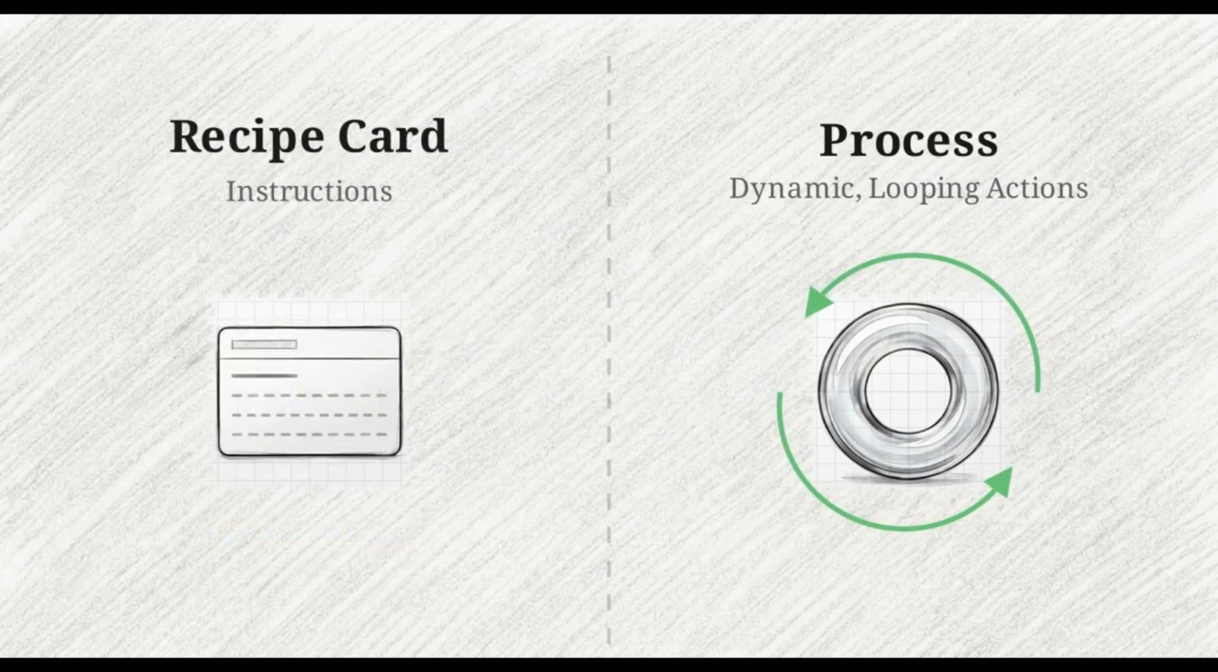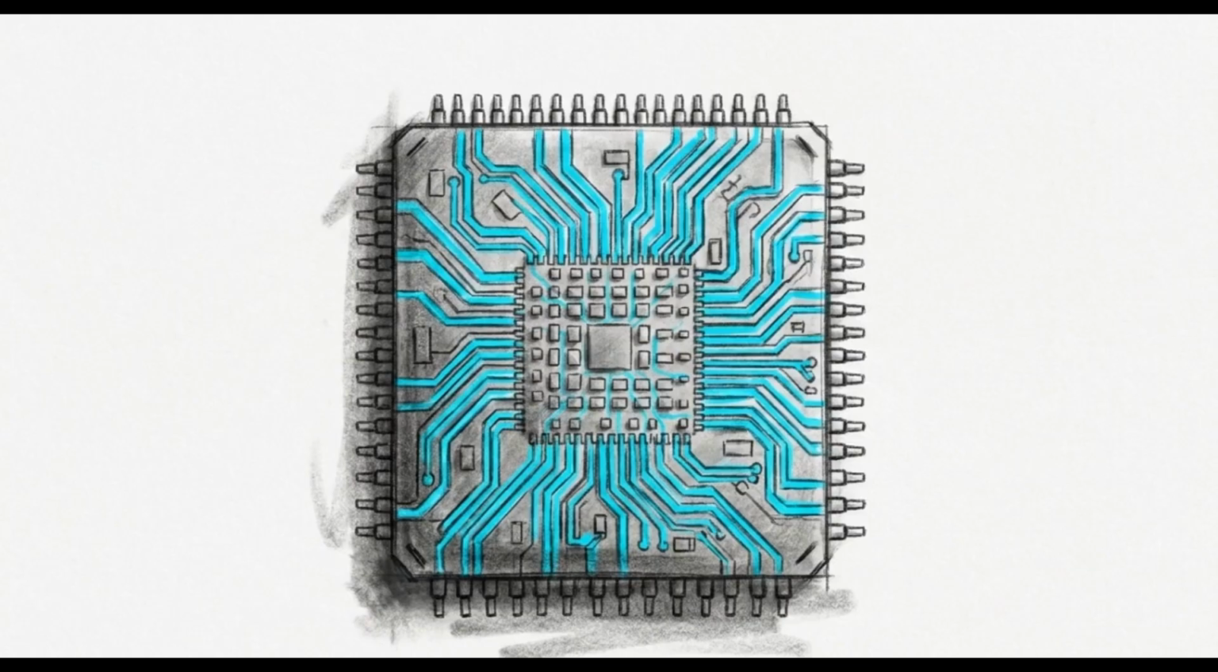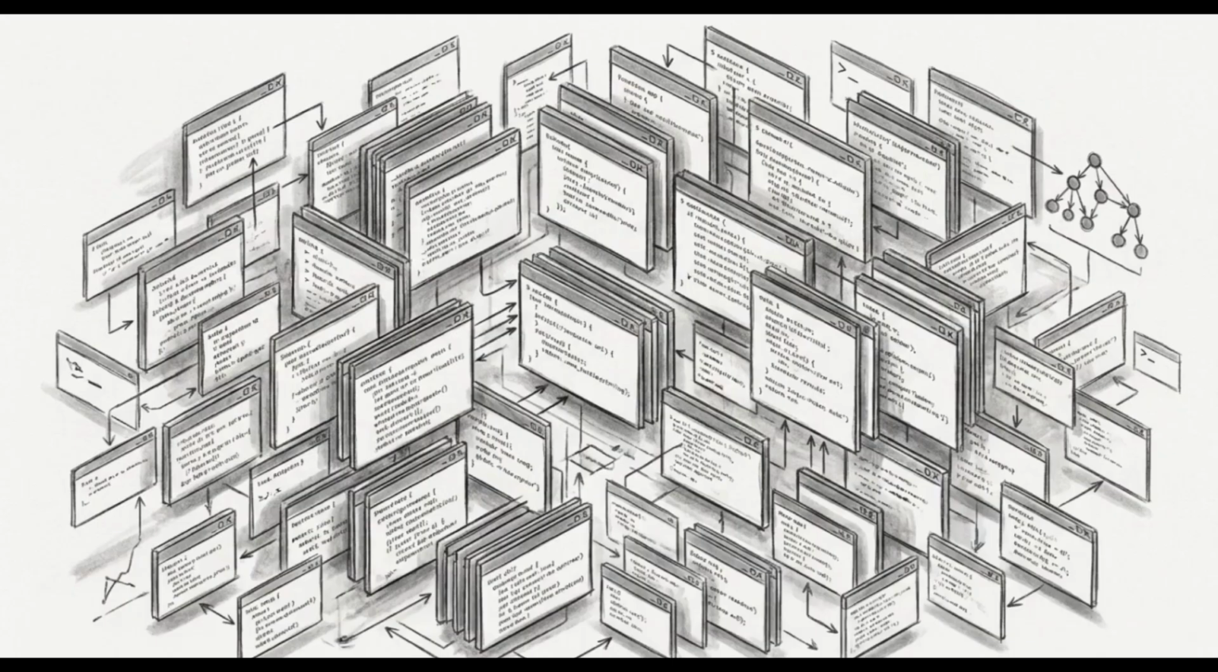It's like a recipe card. It has instructions, but won't feed you. The process is the actual cooking. Without these active sequences, the hardware remains idle. Processes provide the mechanism that translates stored code into functional operations. A standard Linux system runs hundreds of these active tasks at the exact same time.